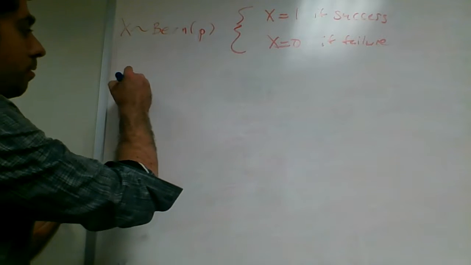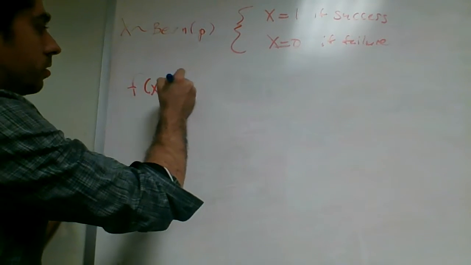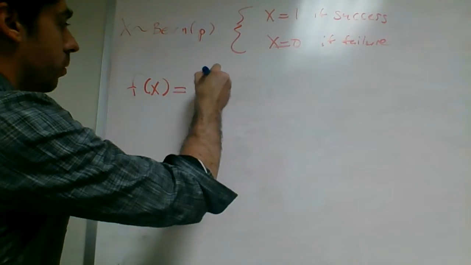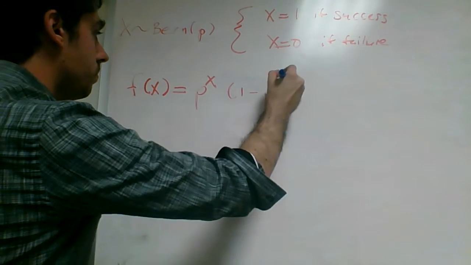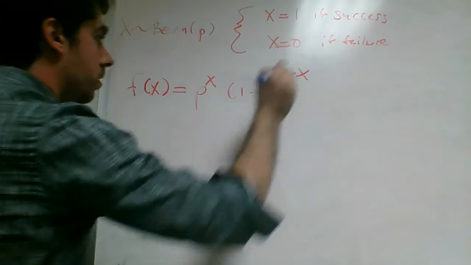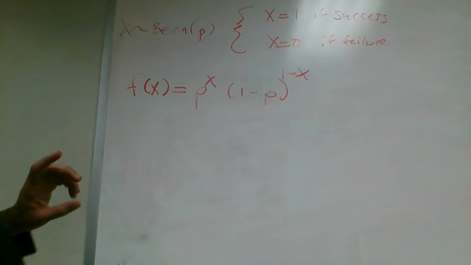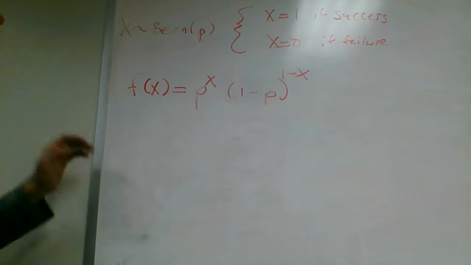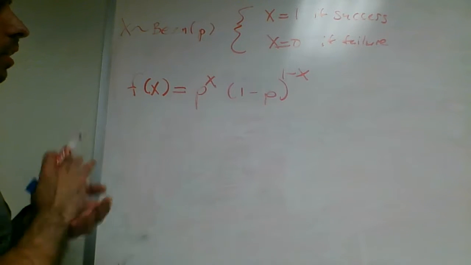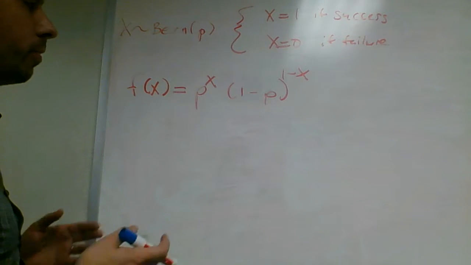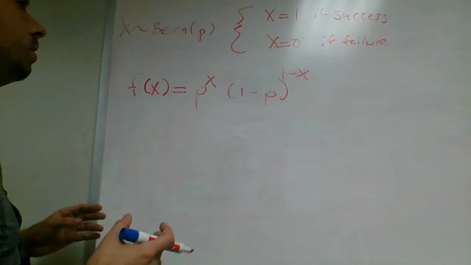And then the probability distribution, the way we find the probability of each outcome, is through this equation. It's p to the x, so the probability of success raised to the x, times 1 minus p to the 1 minus x.